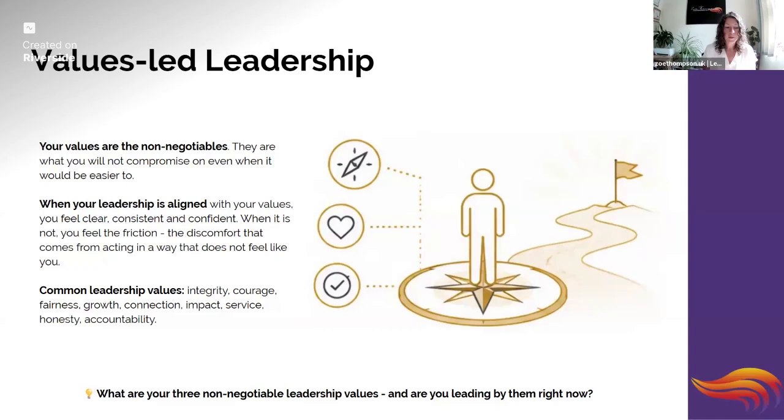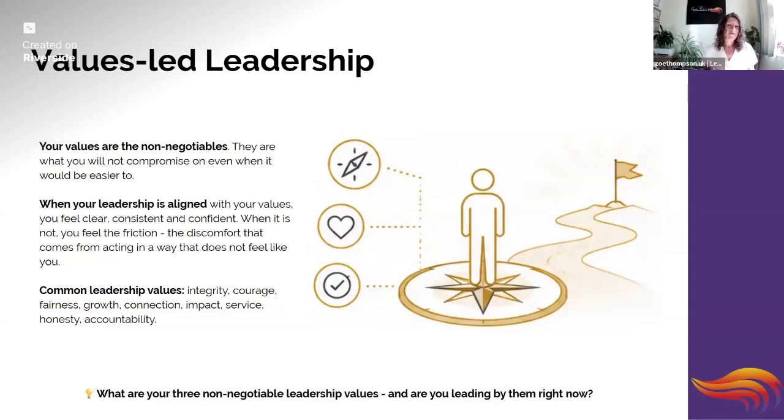Common leadership values tend to be integrity, courage, fairness, growth, connection, impact, service, honesty, accountability. These are the most common ones. Your values will be very unique to you. They'll be very specific to you. And I want you to spend some time thinking about what your leadership values are. The chances are they will align with your personal values, your core values. Recognizing what your leadership values are will help you to understand how you want to lead.